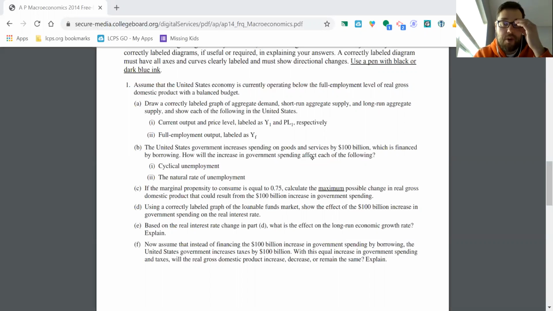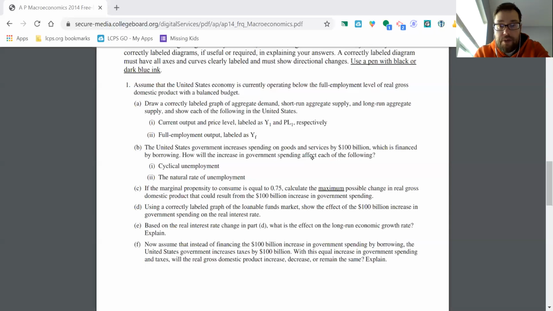So point being, you got all the things labeled, and then you want to make sure you have the LRAS curve off to the right somewhere of your intersection here. So that's essentially saying that our output down here is below the full employment output level. All right, so we've got everything on there for our AD-AS model there. All right, so part B.